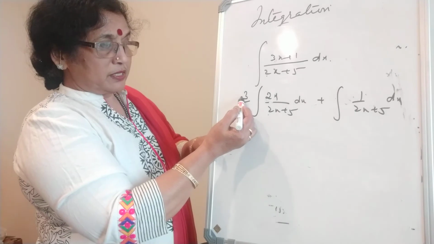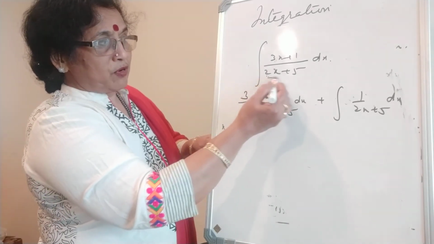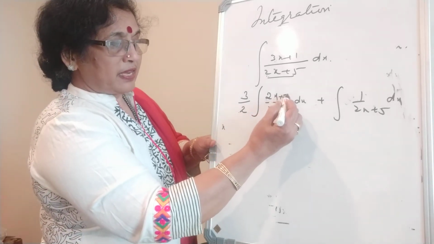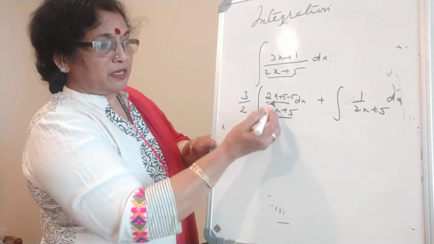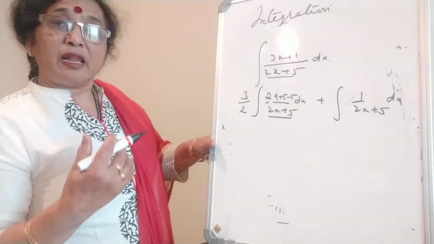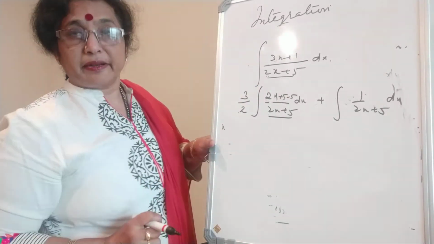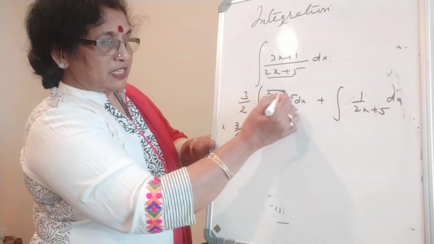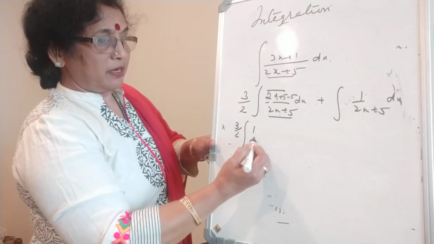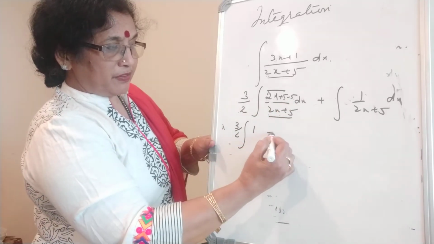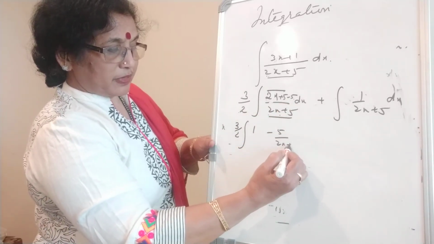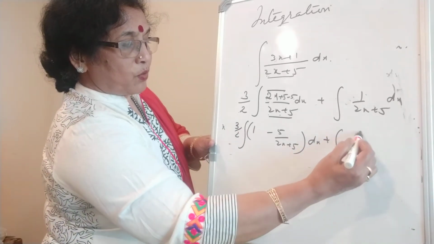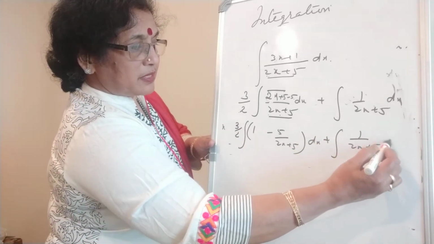So I remove this, and to make 2x the same as I want to get this, I take 2x and divide by 2. Then add the 5 and subtract the 5 so that the numerator and the denominator are alike, except for that number which is there. So what happens? This 3 by 2 integrates. Now I separate this with this, which becomes 1. Then I am left with minus 5 by 2x plus 5, and then plus 1 by 2x plus 5 dx.